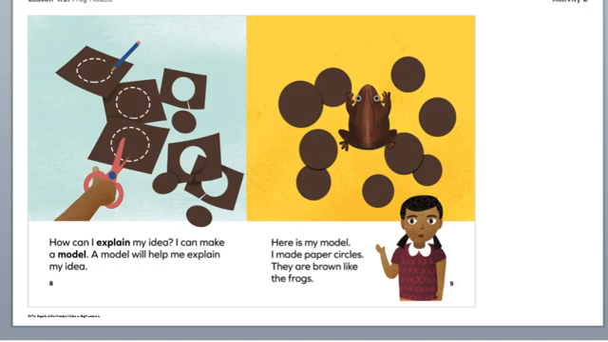So here Luz is thinking of a way to show her thinking about the frogs.